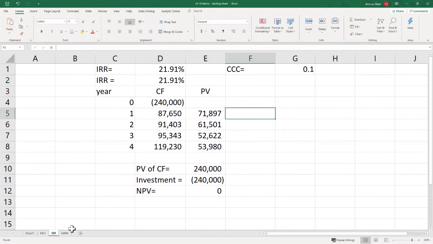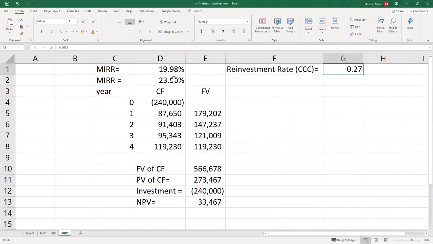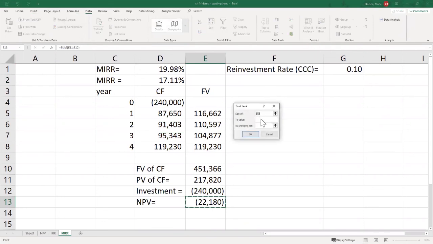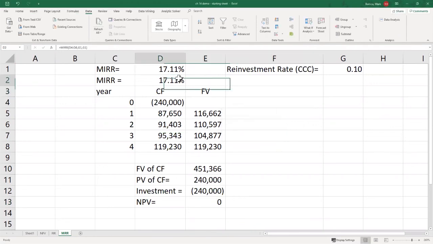So they match up. And then our MIRR, we'll go back to assuming 10%, has fallen as well, right? And again, we go to Data, Goal Seek, set that equal to 0 by changing the MIRR estimate, and we get 17.11.